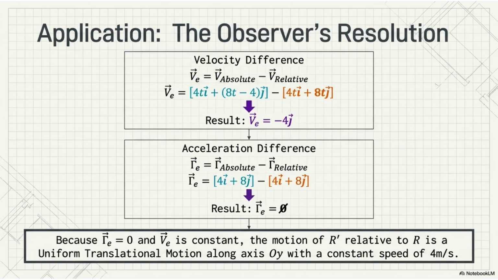This final result illustrates the main idea of relative kinematics. The same physical motion can have different mathematical descriptions depending on the observer and the reference frame.